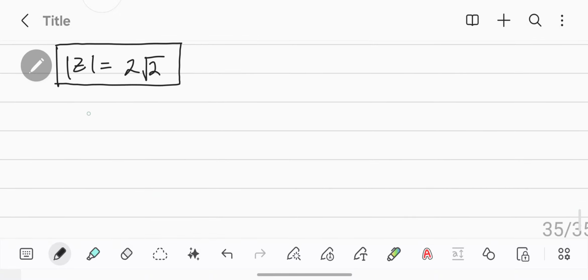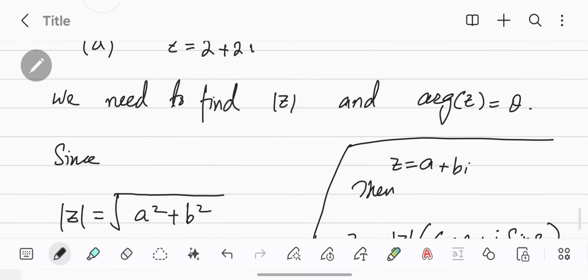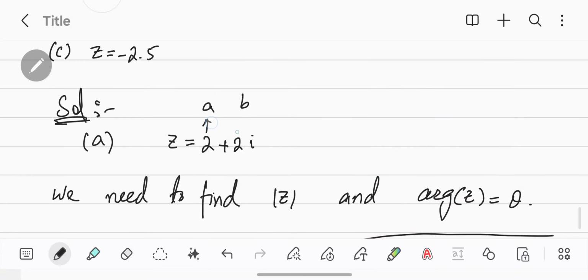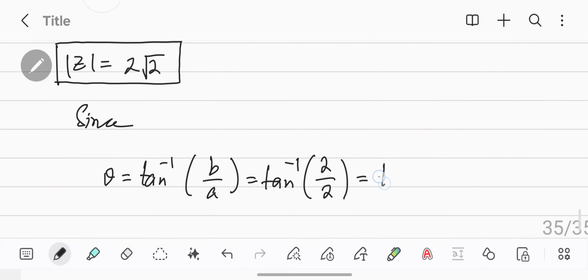What is theta? Since argument theta equals tangent inverse of b over a, here my b value is 2 and a value is also 2 because my Z is equal to a plus b iota. If I solve it, I will get tangent inverse of 1. If you calculate the tangent inverse of 1 from the calculator, you will get 45 degrees.